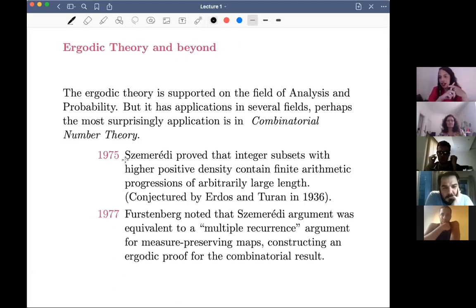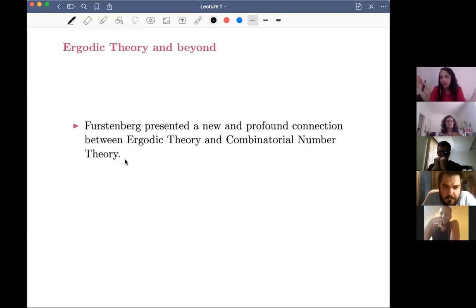But then in '77, Furstenberg realized that the argument that Szemerédi did was actually very similar to multiple recurrence, which is an argument that we have in ergodic theory. And then he redid the proof of Szemerédi using this argument, building a completely new proof using ergodic theory. Of course, this was very nice and well received in the field, because Furstenberg made a very profound connection between two big fields that are very far, let's say they are far away.